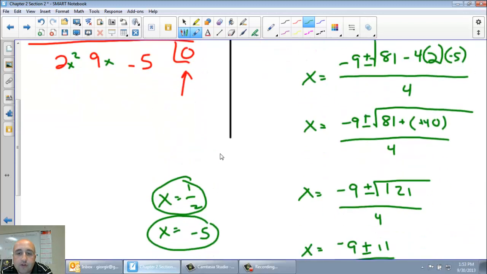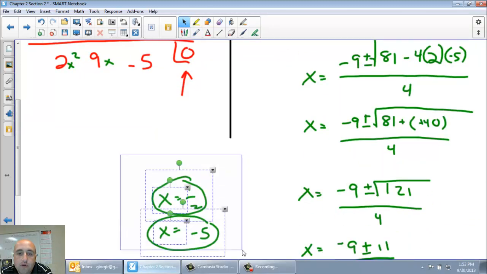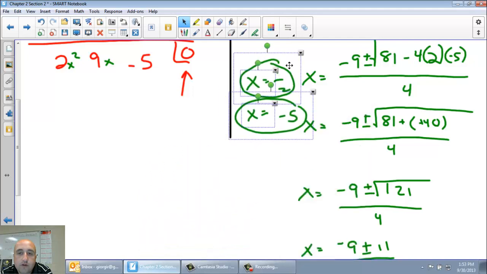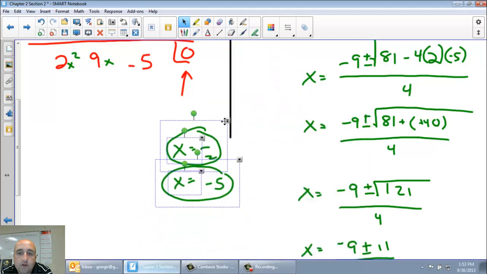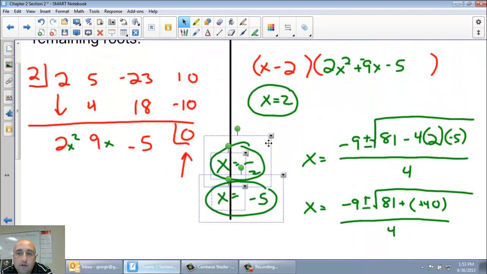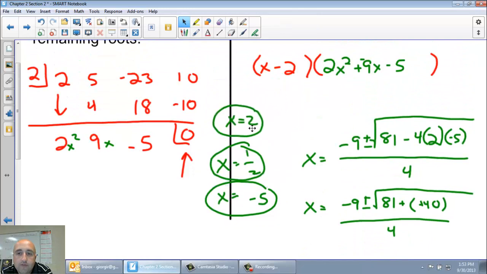Okay, so what are our roots? Let me move these up here. So we have three answers: 2, positive 1/2, and negative 5.